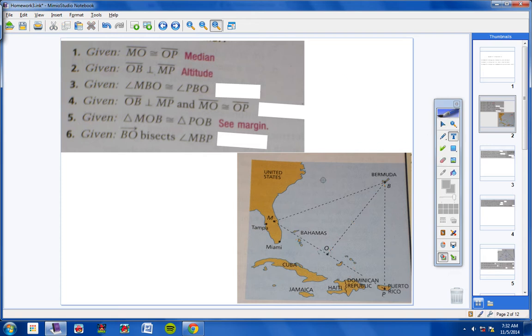We are given that angle MBO, this angle right here, is congruent to angle PBO, this angle right here. So that means this line coming down cuts this big angle right in half. What type of segment cuts an angle in half? Well, that's an angle bisector. Okay, moving on to number 4.